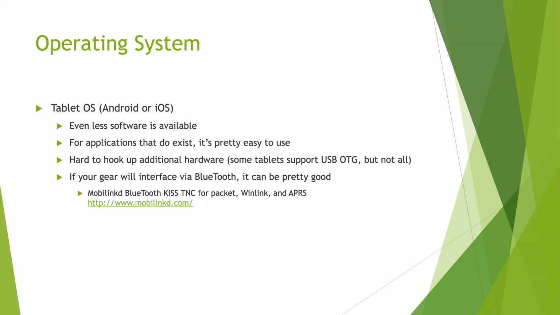For example, the Mobilinkd Bluetooth KISS TNC will let you do packet radio, WinLink, APRS, all that kind of stuff. It connects to your tablet via Bluetooth, and it just appears as a device on your tablet, so you can select it and do things with it.